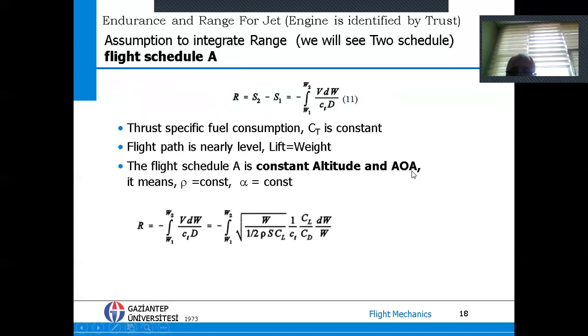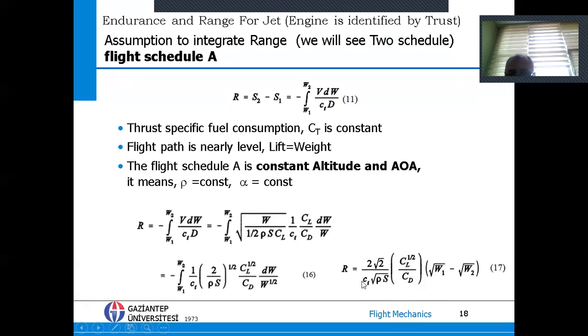Flight schedule A, I will assume in this schedule altitude is constant, which means density is constant, and angle of attack is constant, of course, which means CL and CD are constant. So in this range equation, velocity comes from the lift equation like this, and 1 over D is equal to CL over CD over W. We have seen this before. Now all these terms are constant. We have only this one variable, so I can integrate from 1 to 2. The integration is very easy.